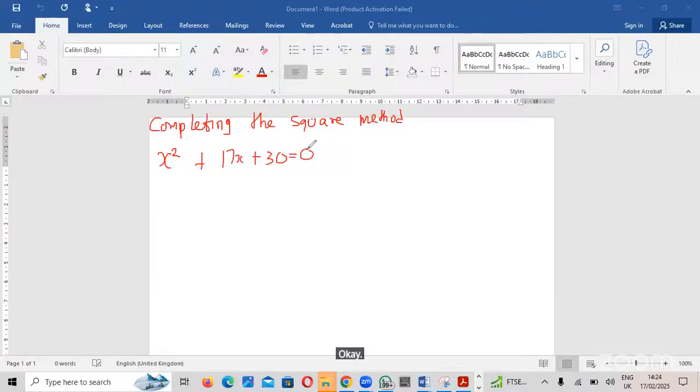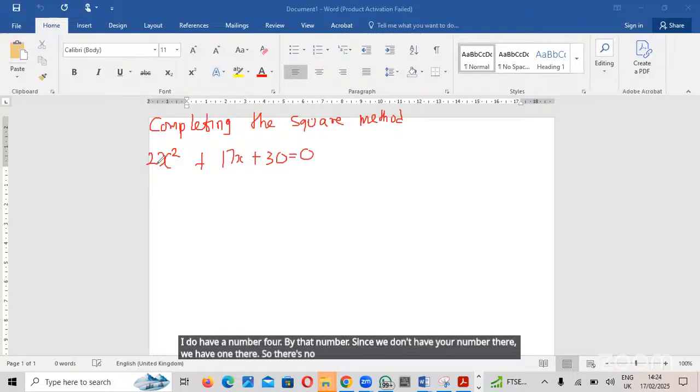So to go the way of the completing the square method, at the beginning if we have a number in front of x squared, we divide through by that number. But thank God we don't have one here, we have 1 there. So there's no point in dividing, because even if you divide by 1, we still return the same equation.